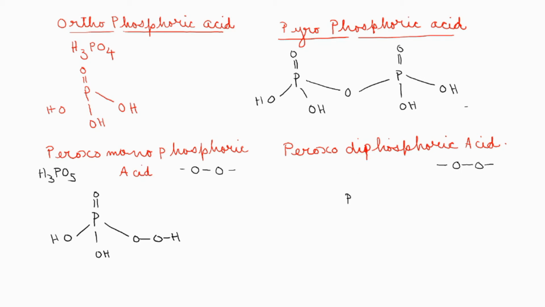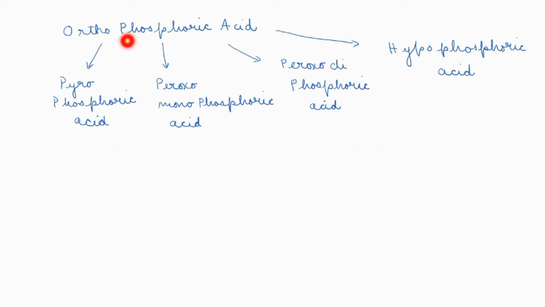So in order to understand, we are going to draw quickly two units of phosphoric acid. See this one, and from here we are going to remove these two hydrogen. So what will be the resulting structure obtained? In peroxo diphosphoric acid, in between two phosphoric acid units, two oxygen atoms will be there, or a peroxo bond also will be there. Okay. So from orthophosphoric acid, we learned the structure of pyrophosphoric acid, peroxo monophosphoric acid, peroxo diphosphoric acid, and now one more you can learn from that.